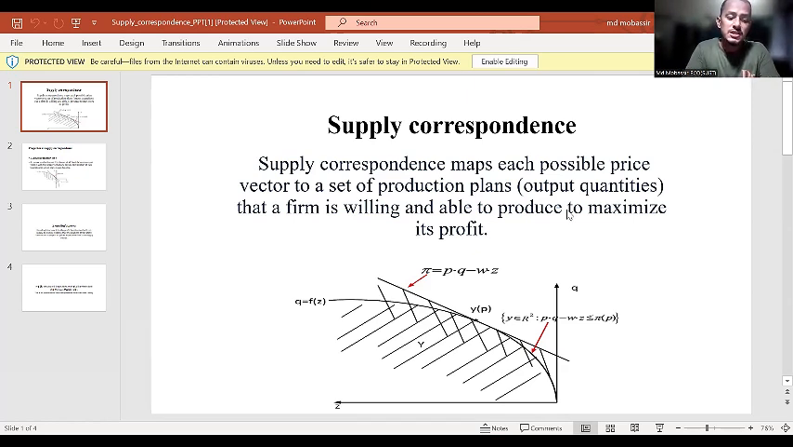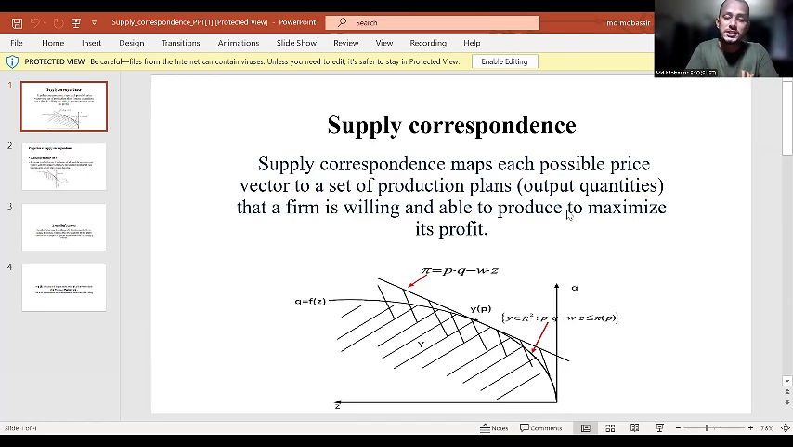Supply correspondence is the generalization of the supply function in economics. A supply function gives a unique quantity supplied for each possible price. For example, Qs(P) = 2P means that at price P, suppliers provide exactly 2P units.